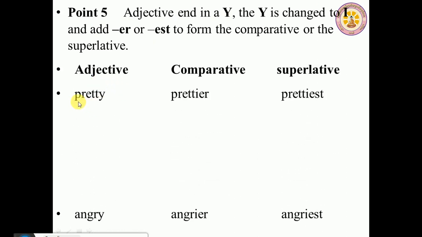Example: pretty, an adjective ending in Y. So before we add ER in the comparative, we have to change Y to I. So Y becomes I. Pretty becomes prettier, prettiest. So change Y to I and add EST. One more: easy, easier, easiest. Change Y to I before adding ER or EST.